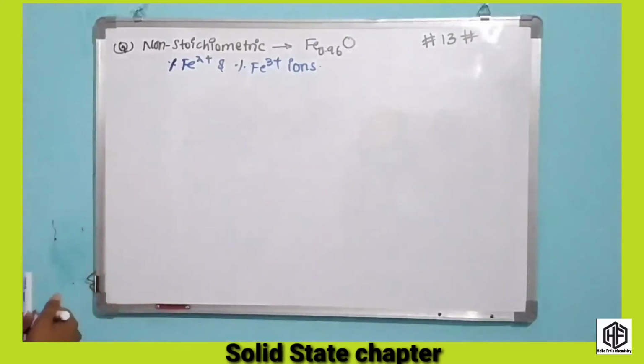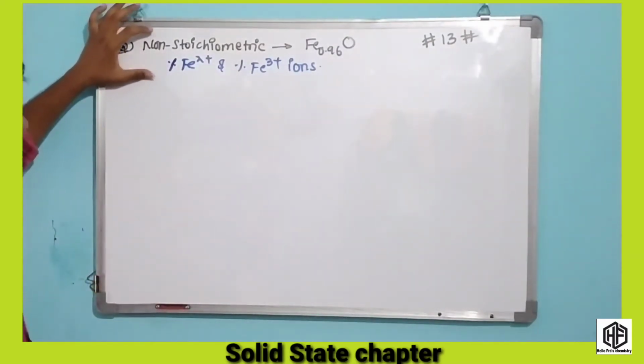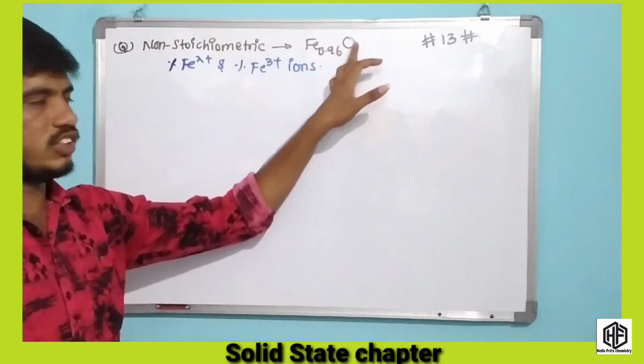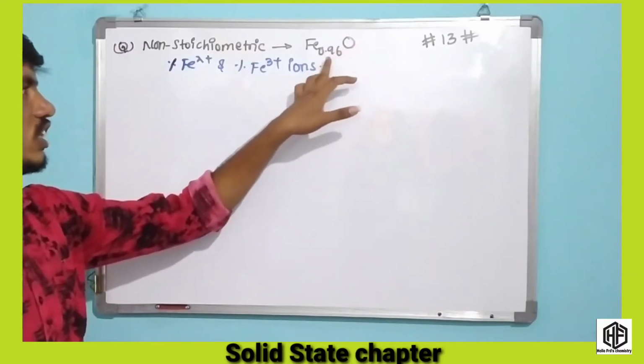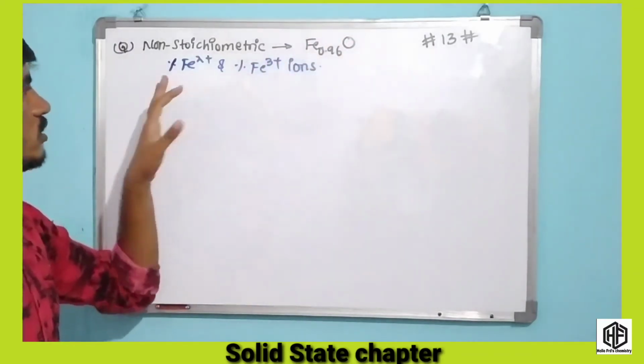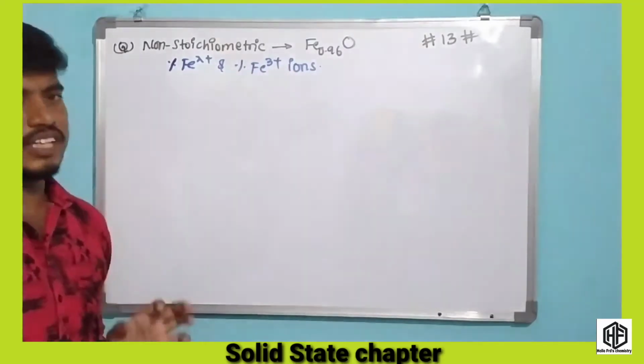Okay friends, in many competitive exams, a question like this is asked. The non-stoichiometric compound is Fe0.96O. This is ferrous oxide, Fe0.96O. What is the percentage of Fe2+ and what is the percentage of Fe3+ ions?